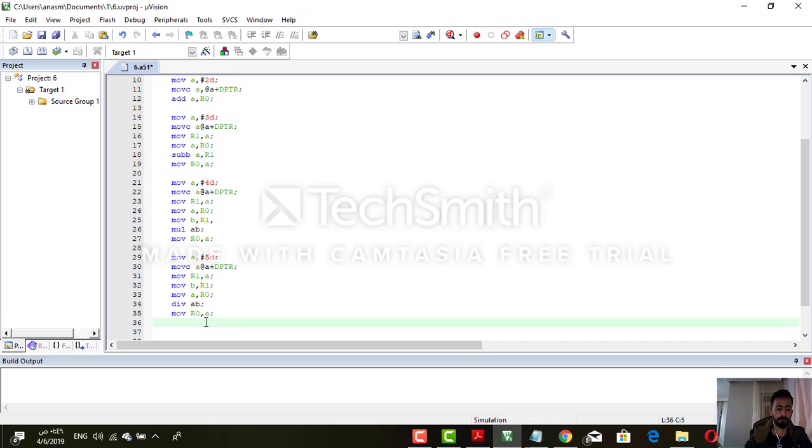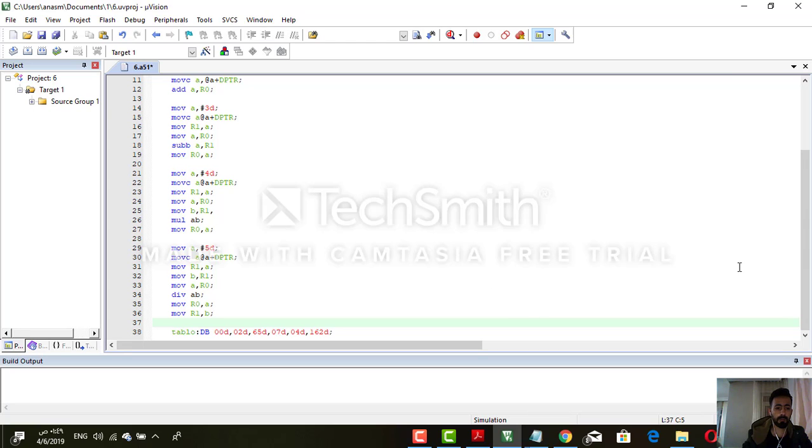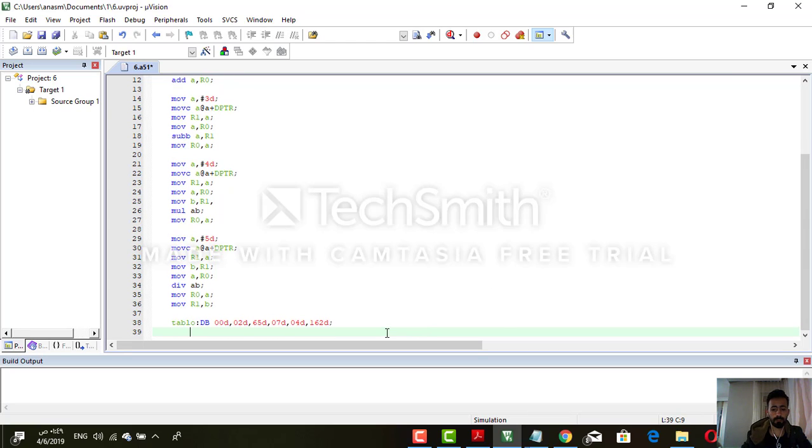And if there is any remainder of the divide, it will be moved to register 1, the value of B, because the result of divide will be in A and B. This is the A and this is the end. We write end, I think, and this is our program.